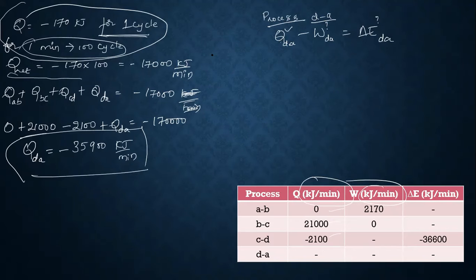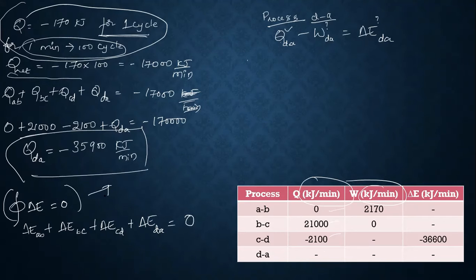We know that internal energy is a property of the system. Therefore, the cyclic integral of internal energy, that is a property, is always 0. Therefore, delta E of AB plus delta E of BC plus delta E of CD plus delta E of DA summation will be equal to 0. That is very, very important. The cyclic integral of any property is 0, and the internal energy, stored energy, is a property of the system. Therefore, the cyclic integral is equal to 0. Without this analogy, we can't solve this problem.